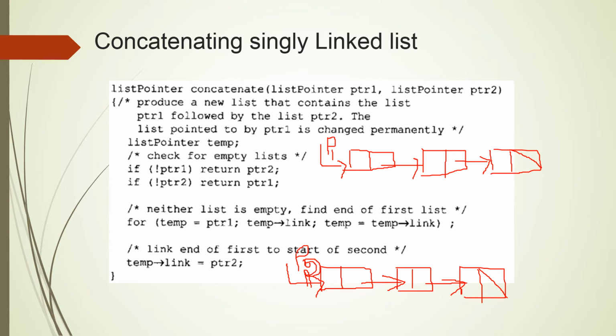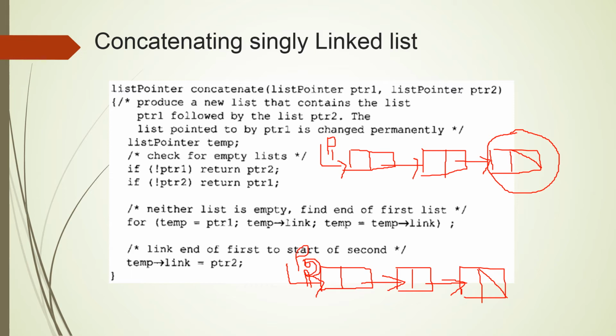starting address of the second list at the end of the first list. That means the last node link field should get the second list's first node address. So for that you have to identify the last node from the first linked list. How to identify the last node? This is the last node. How to identify this node? To identify this node, you have to traverse the first list from beginning to the end.